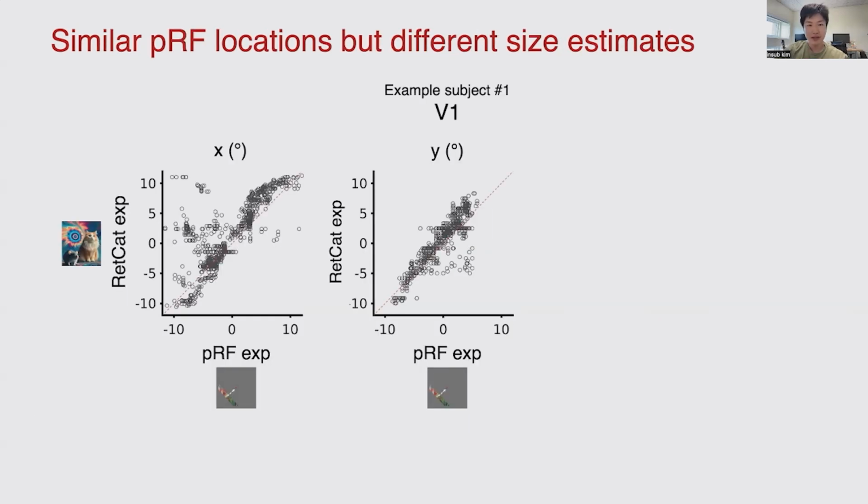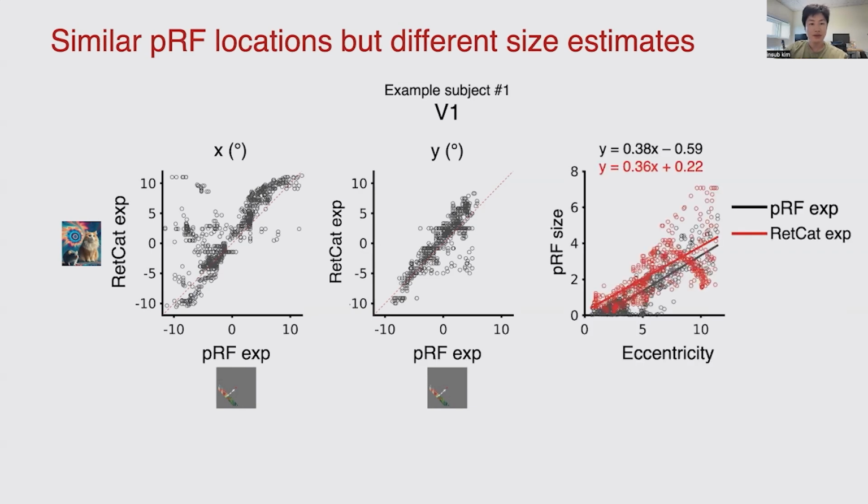When we quantitatively compare the pRF parameters from an example subject V1, the estimations of pRF locations X and Y are very similar to each other, as they are on the diagonal. For the pRF size, we can replicate the well-documented pRF size versus eccentricity relationship, where the pRF size increases with eccentricity. And the estimated slope for each of the experiments were very similar to each other.